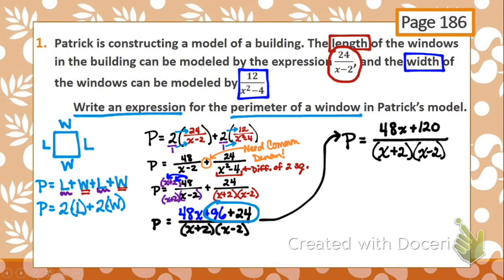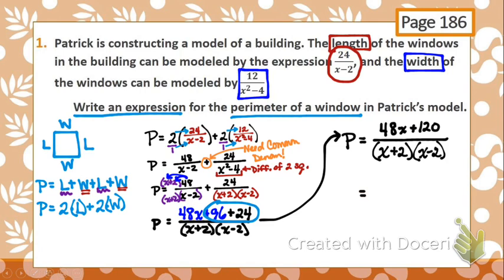Am I done? What do I need to check for still? Factor the numerator. We're looking for a GCF. I don't see an x squared, so I know I can still look for a GCF. Is there anything that will go into 48 and 120 at the same time? At the very least, 2. Is there anything bigger than 2?